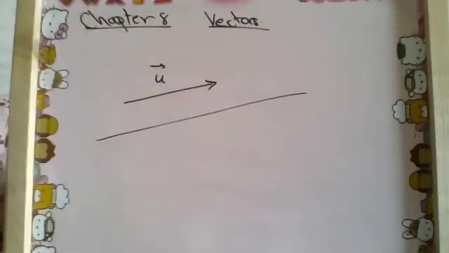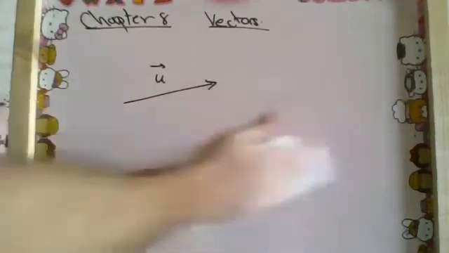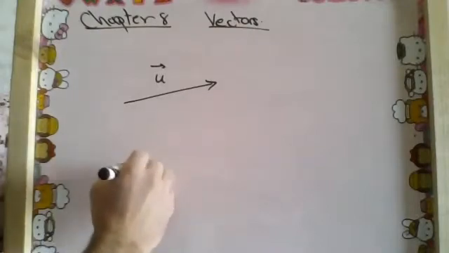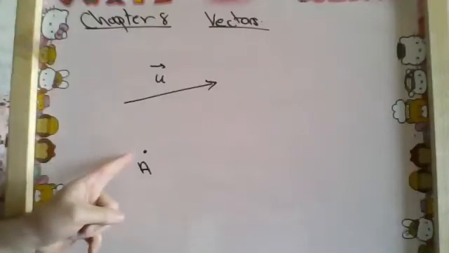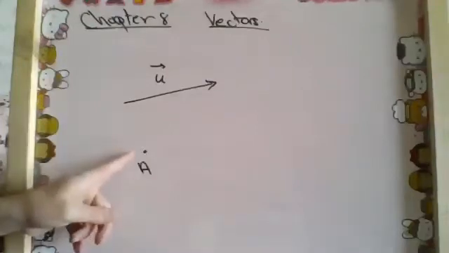To represent a vector on the plane, consider any point A in the plane, and draw from point A a vector equal to this vector.